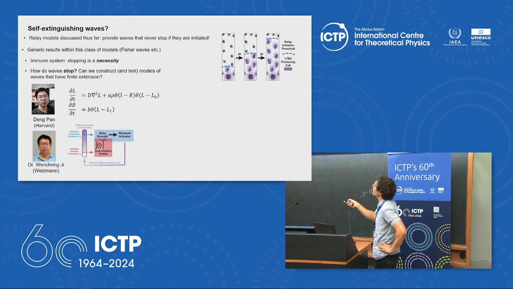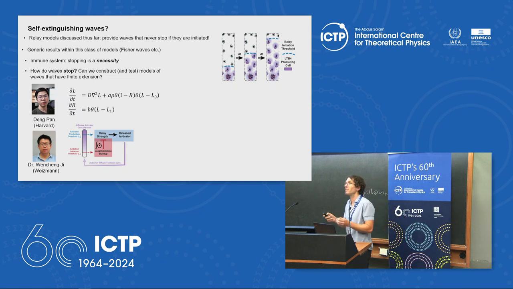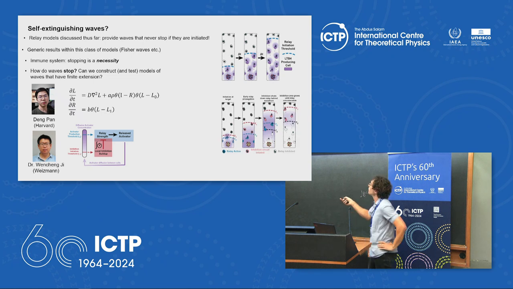So what we have here, L is the LTB4 concentration. It still diffuses, and it still is produced in a relay form with this theta function corresponding to producing LTB4 when you're above a threshold. But now the production can be turned off by an inhibitor R. Okay, and R, the inhibitor, doesn't diffuse. I'll explain why in a second, but basically this means it's intracellular, and its production itself is being driven by the LTB4.